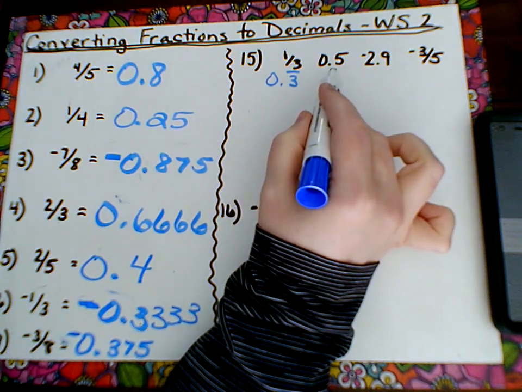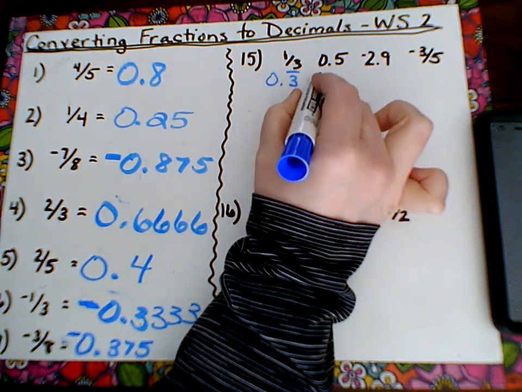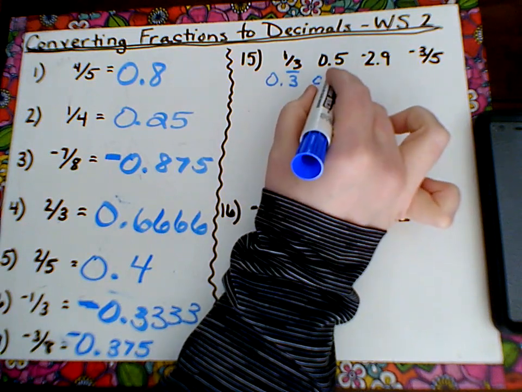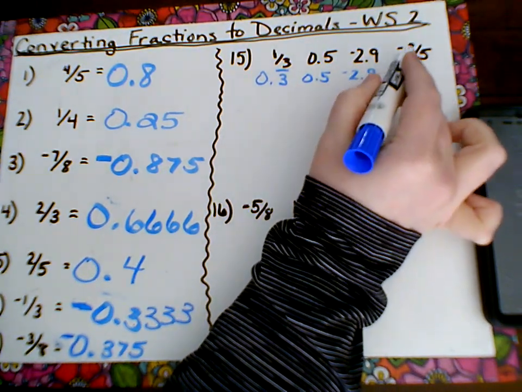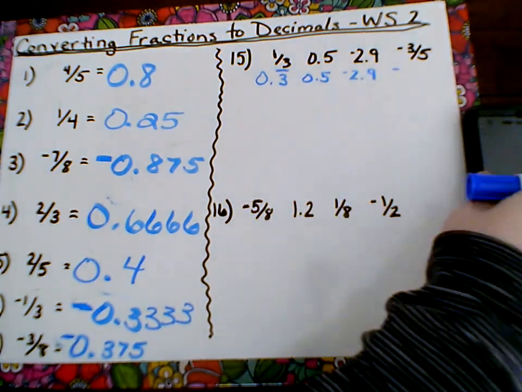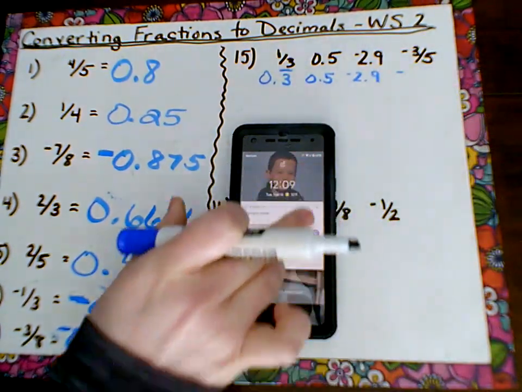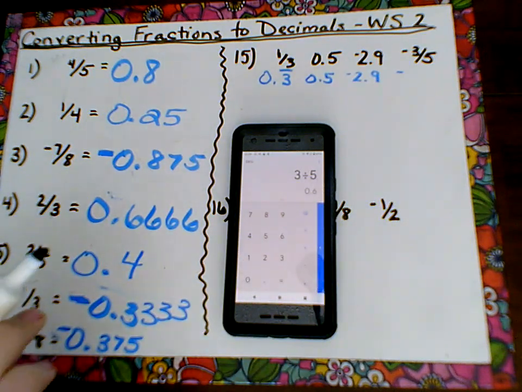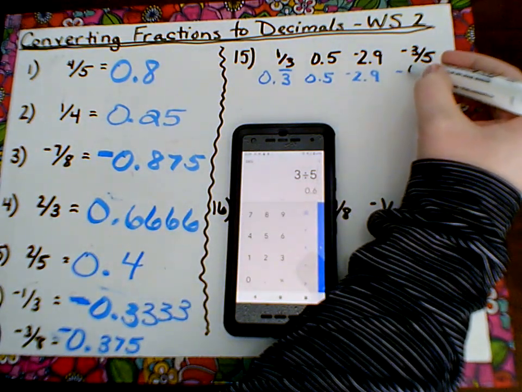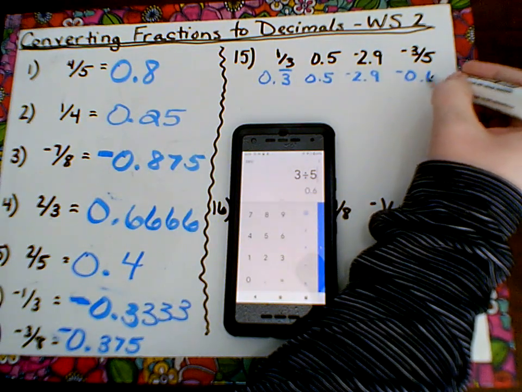So I've converted 1/3. I don't have to convert 0.5 because it's already a decimal. I also don't have to change -2.9, but I do have to change -3/5. So in my calculator, 3 divided by 5, 0.6. I've remembered my negative, -0.6.